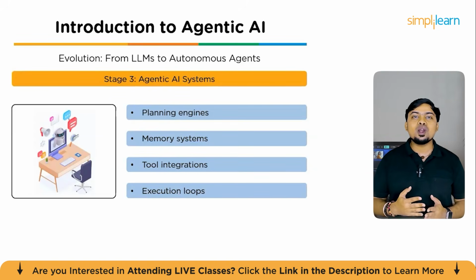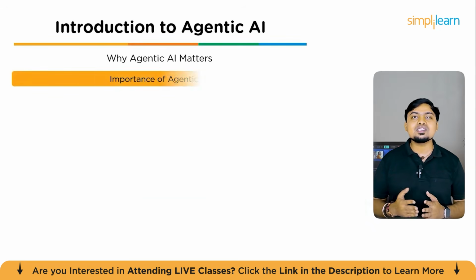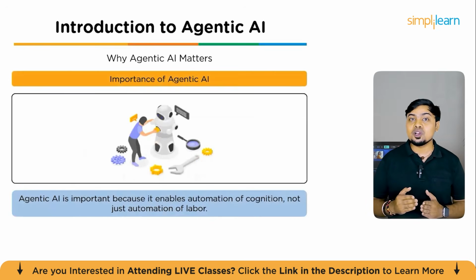Now, let's talk about why agentic AI matters. Agentic AI is important because it enables automation of thinking, not just automation of physical or repetitive work. There are three major areas of impact. The first is automation of reasoning. AI agents can break problems into steps, evaluate results, and adjust their approach without constant human supervision.